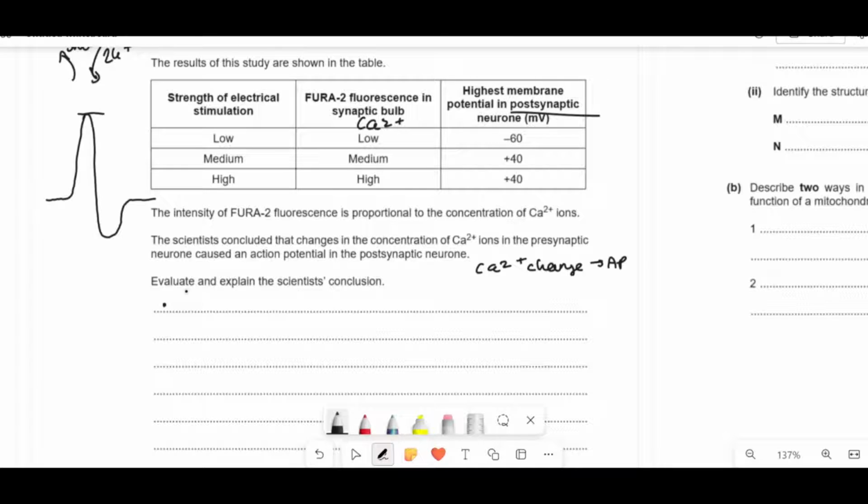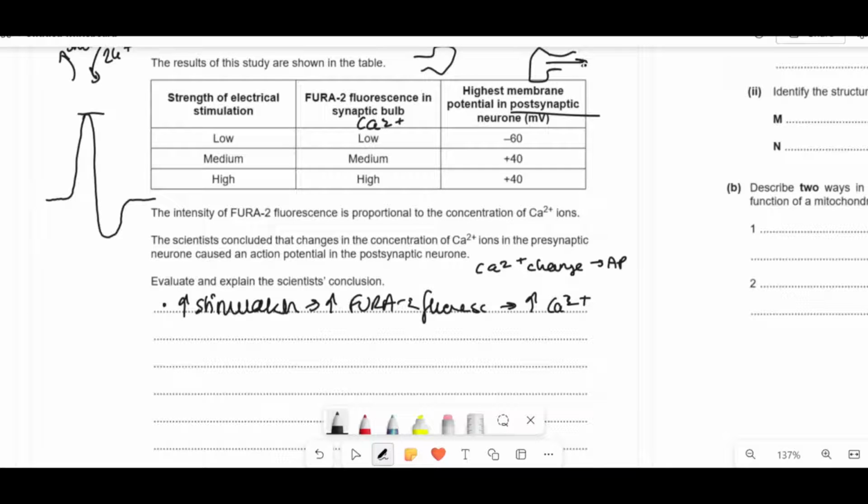So first of all, we could start by saying that increasing the stimulation leads to an increase in FURA2 fluorescence. I'm just going to write fluoresce because I'm lazy, which signifies an increase in Ca2+. But then you can see that this increase in Ca2+ eventually leads to an increase in the postsynaptic neuron. Remember, presynaptic's got more calcium, and then eventually this postsynaptic neuron has an AP in it. So the only reason that must have happened must be that Ca2+ has entered, your vesicles are fused here and release neurotransmitter like that. So we're going to describe that.